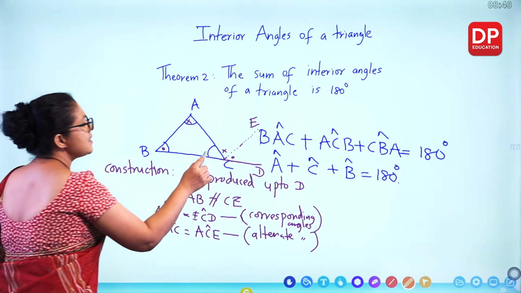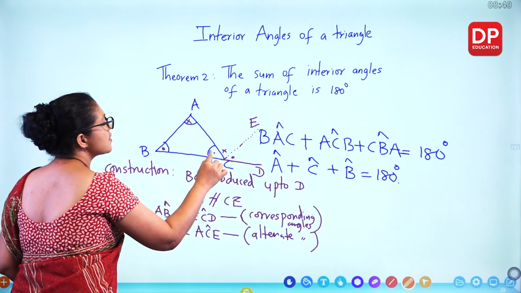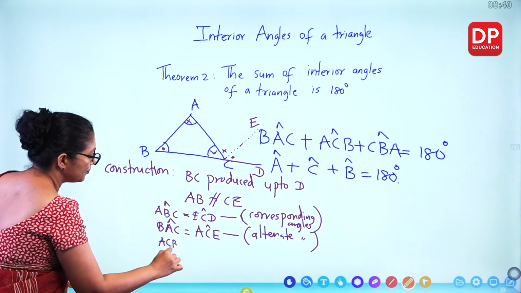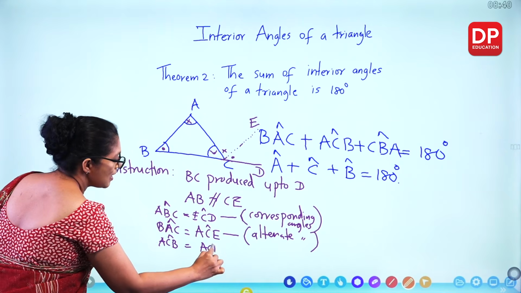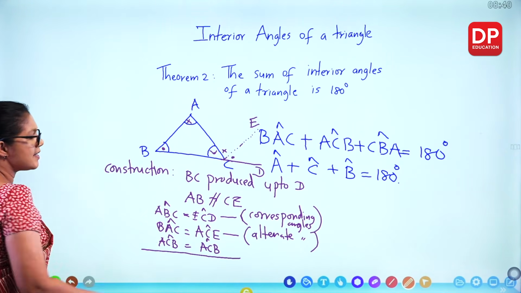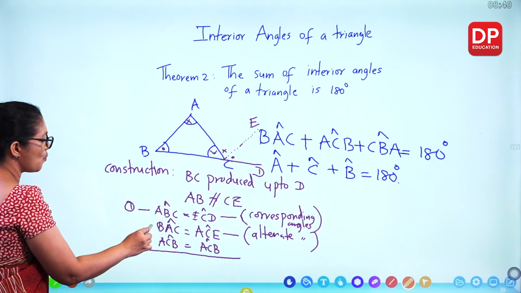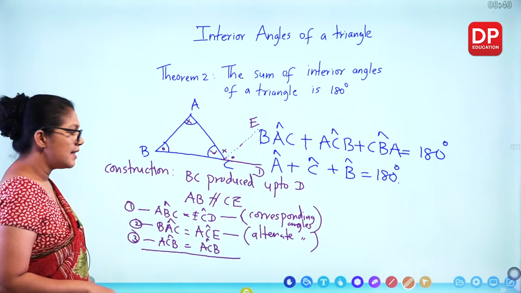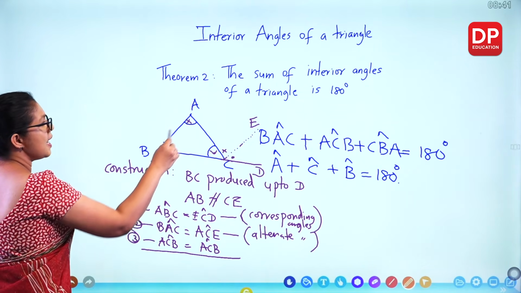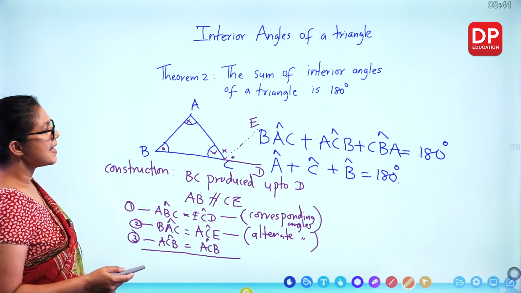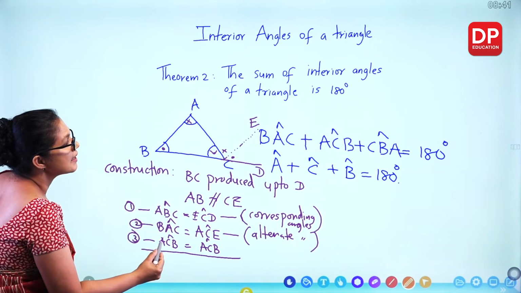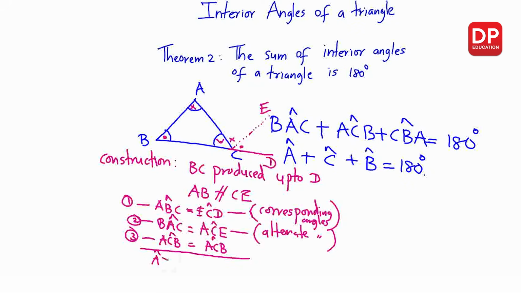Now I want to add this angle to both sides. So I am adding ACB to both sides and add all three together. When I add all these three together, I get ABC plus BAC plus ACB, which is the sum of interior angles. So here I get angle A plus angle B plus angle C.